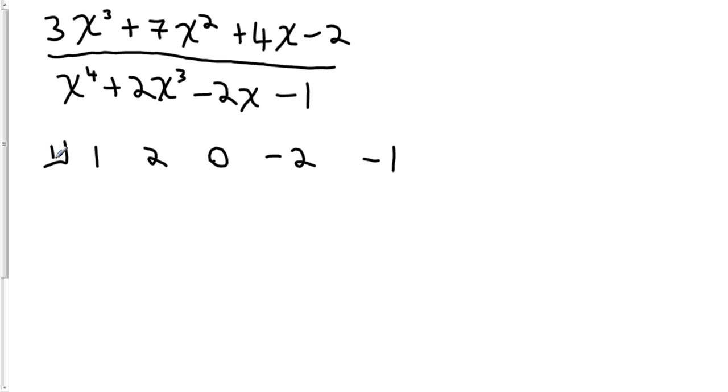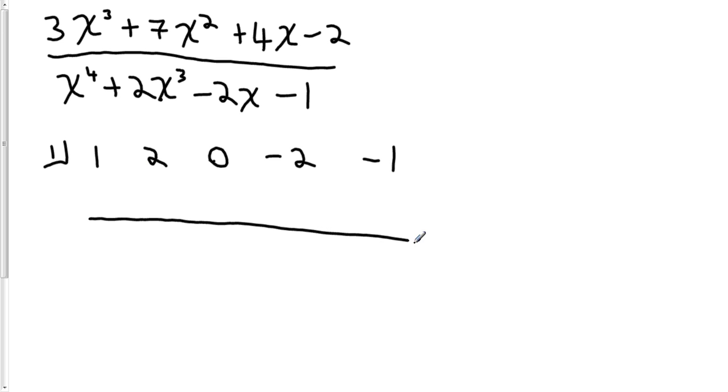If I get a remainder of 0, then x minus 1 is one of the factors of this polynomial, and I'll also get the quotient. So where did I get these numbers from? Those are just the coefficients. 1, 2, there's no x squared, so I put 0, then negative 2 for the linear x, and negative 1 is the constant.